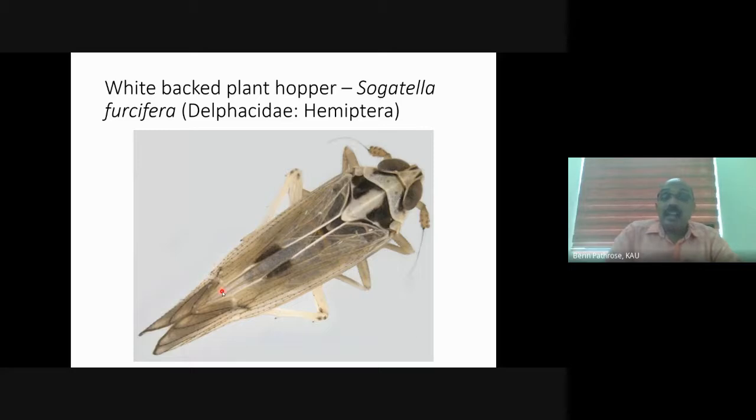Then we have white backed plant hopper. This is a plant hopper, so the family is Delphacidae. Scientific name is Sogatella furcifera. You can see it over here, a white colored patch on the dorsum of the insect. So that's why it is called white backed plant hopper, Sogatella furcifera. We usually abbreviate it as WBPH. Green leaf hopper, we abbreviate it as GLH. White backed plant hopper, we abbreviate it as WBPH.